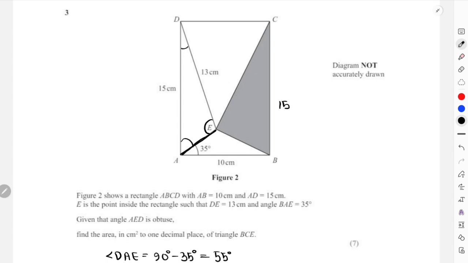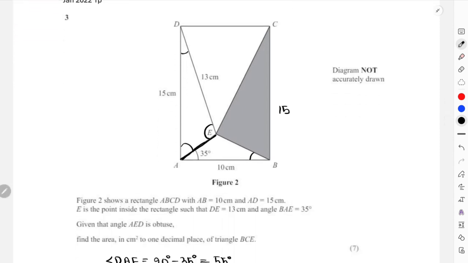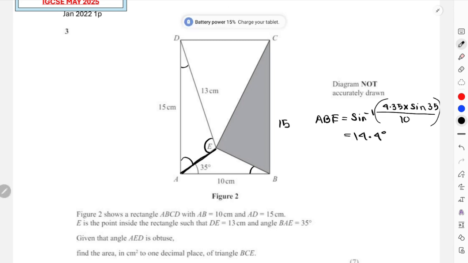Okay, so for this 4.35 centimeters, AE is given. Using the length of AE, now we can find out the value for angle ABE. For angle ABE, we are again going to use sine rule. I'm using the fast format of sine rule, so I'm not going to write the equation. Sine B divided by AE, which was 4.35, is equal to sine 35 over 10. This expression gives you sine inverse of 4.35 into sine 35 divided by 10, and this one is 14.4 degree.